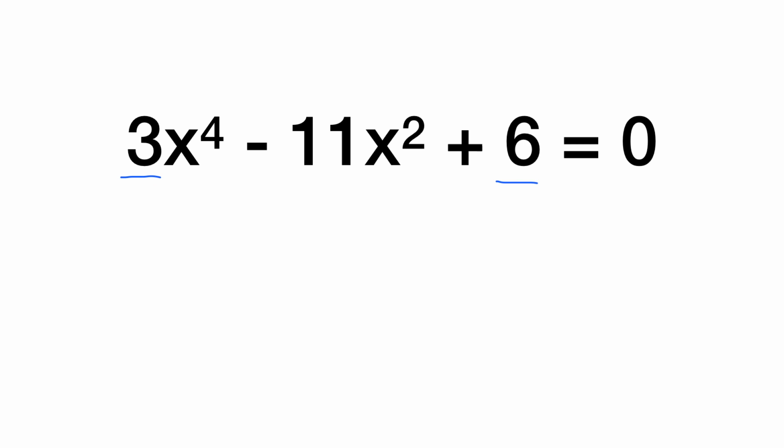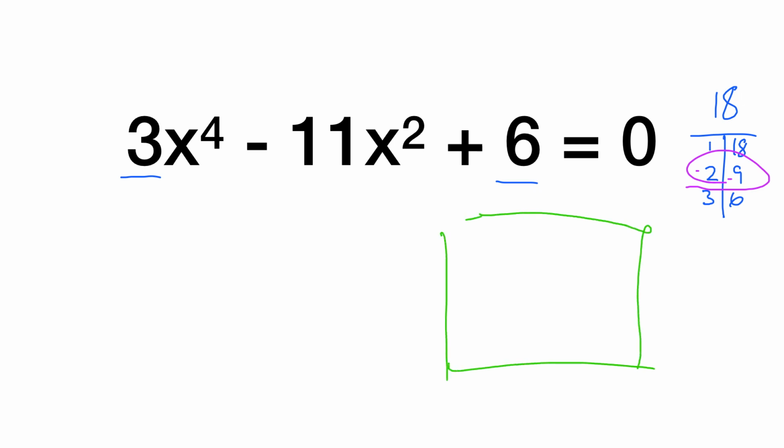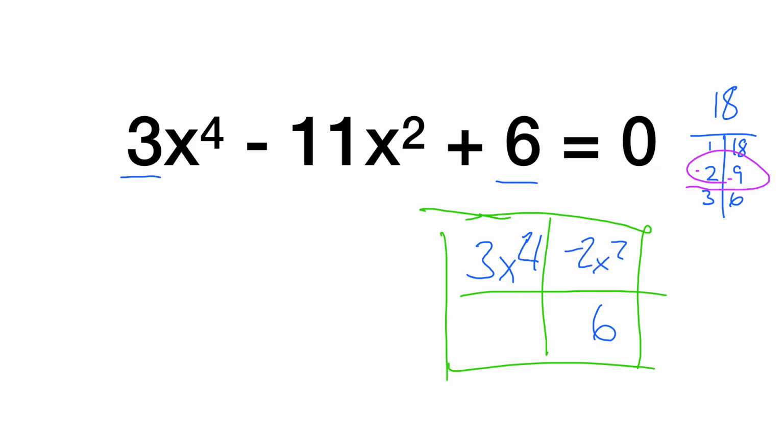Leading coefficient times constant, that becomes 18. Factors of 18, 1 and 18, 2 and 9, 3 and 6. In this case, the two that add up to be 11 are 2 and 9. They both have to be negative. So let's see. We are going to use the box. So I'm going to say 3x to the 4th, 6, negative 2x squared, negative 9x squared.